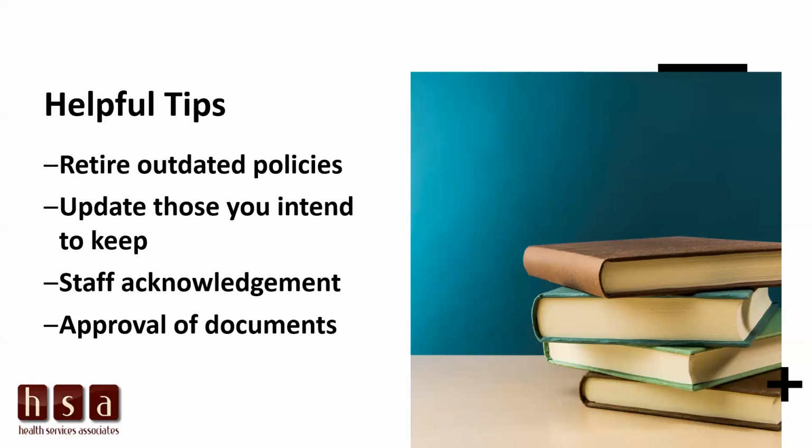Remove things that are no longer applicable to you. Maybe you switched out a device you were using and that policy no longer matches what you're doing. Get that policy out of that binder. It's too much. And then make sure your staff know where they can find your policies, that they understand your policies. And the easiest way to do that is through an acknowledgement form. Have them review them and acknowledge that they've reviewed your policies.